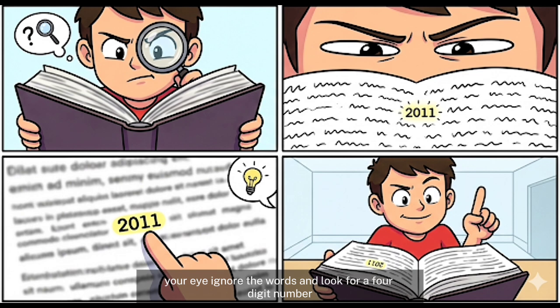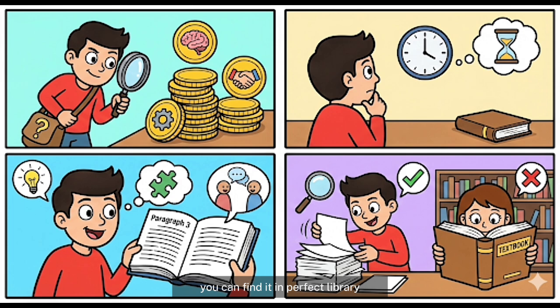Next is scanning. This is different. Scanning is searching for a specific needle in a haystack. You ignore everything except the specific data point you need. Look at the text. I need a specific piece of data. In what year was the term Industry 4.0 first introduced? Find it as fast as you can.